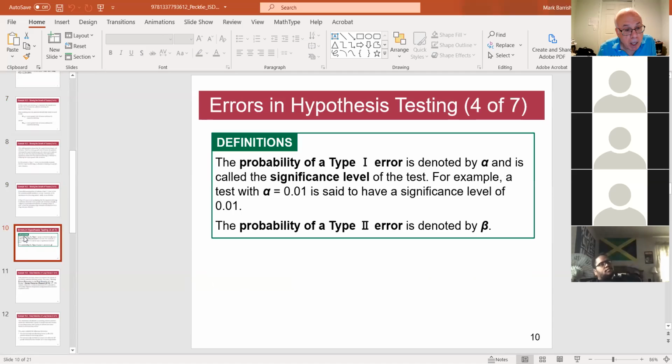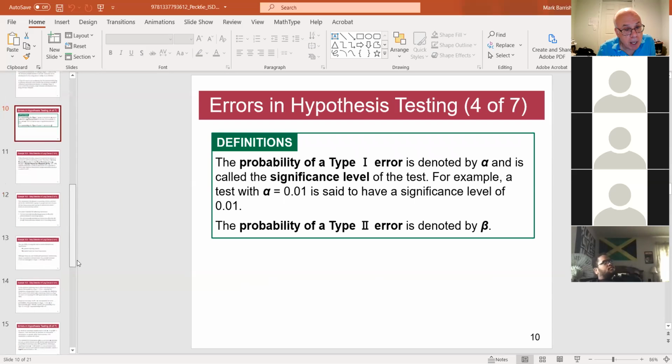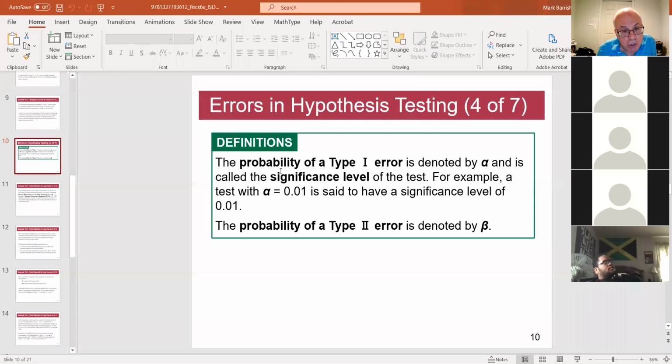All right. And let me just tell you a couple more things. I'll go over this again at the beginning of the next class. But there are certain probabilities associated with these types of errors. The probability of a type 1 error is called alpha. We use this Greek symbol alpha for it. And it's also called the significance level of the test. Don't worry about it right now. We'll go over this more next week. But it's the probability that we have a type 1 error, that is, that we're rejecting the null hypothesis and the null hypothesis is true.